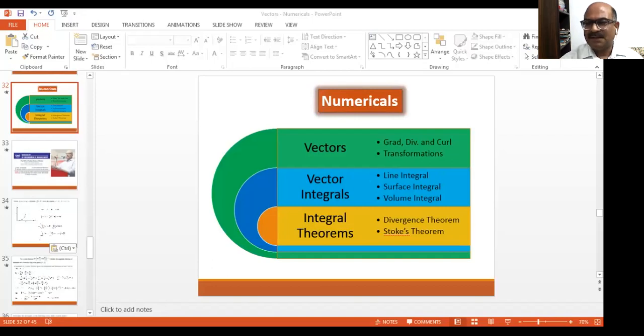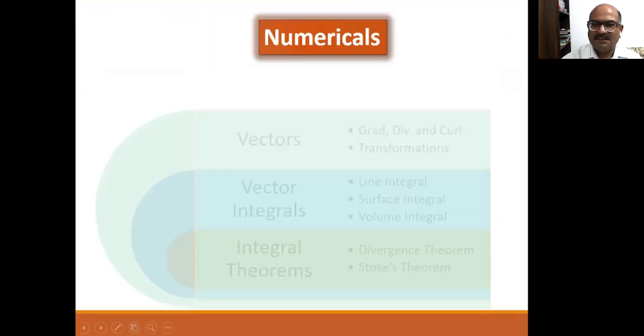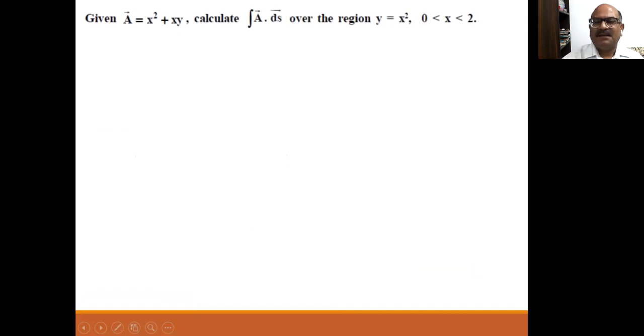The topics we have already covered are gradient, divergence, curl, and their transformations of coordinate systems, line integral, surface and volume integral, and then the divergence and Stokes theorem. So we are into this part. Myself, Dr. Pradeep Sharma, and I will be starting the discussion for these numericals. Okay, so today I will start my class from this problem.